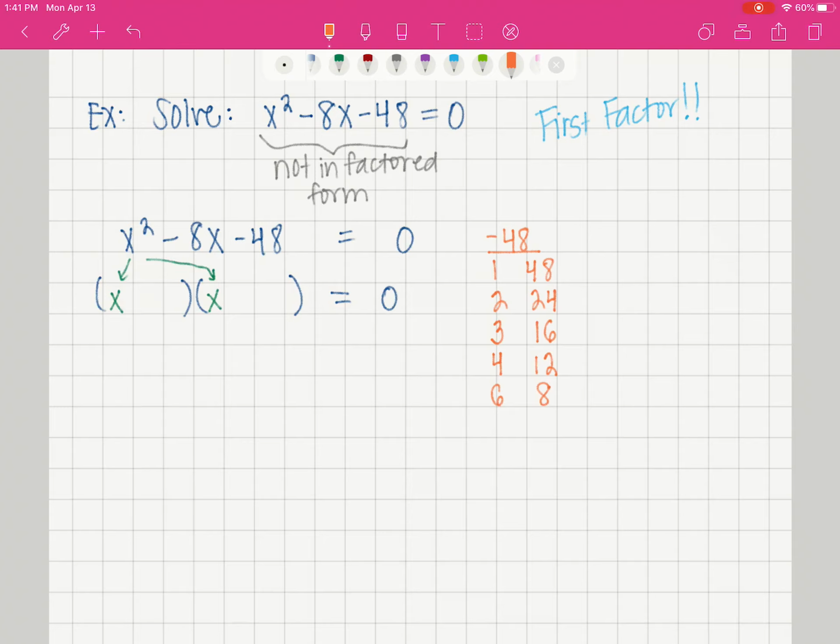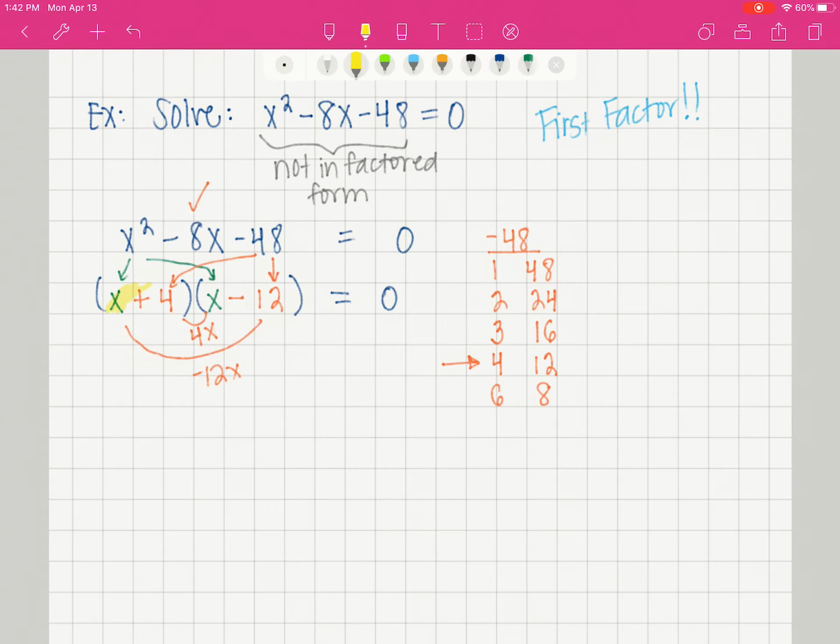We need to multiply to be negative 48, but to add to be negative 8. So I'm going to have different signs, a positive and a negative. I need to multiply to be 48, but when I add or subtract the two together, they need to be 8. And that's going to be 4 and 12. We need negative 8, so I'm going to put positive 4 and negative 12. I'm going to check the outer, negative 12x. The inner is 4x. That gives me my negative 8x.